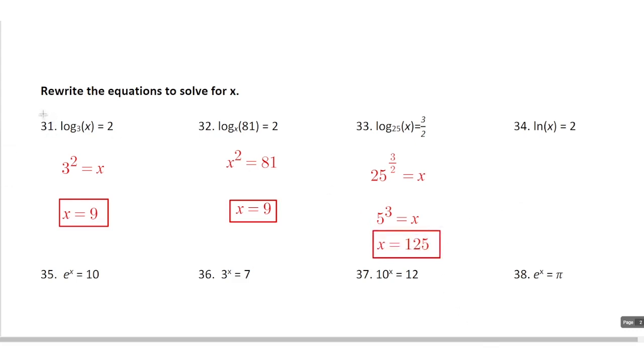For number 34, the base is not explicitly written, but it does say natural log, so we know that the base has to be Euler's number. And so Euler's number squared equals x, and that's it, right? x is just e squared. We cannot simplify this any further. So that's just our answer.